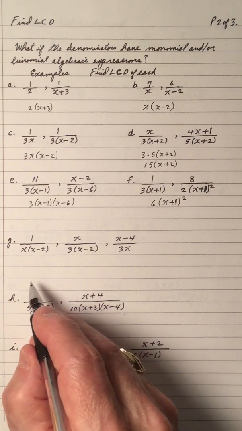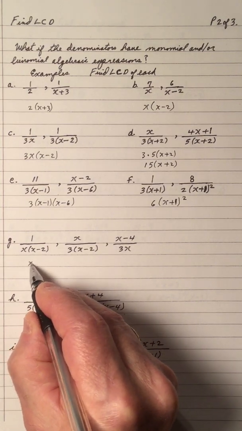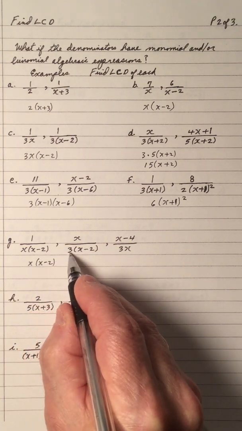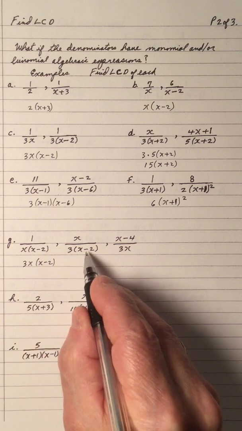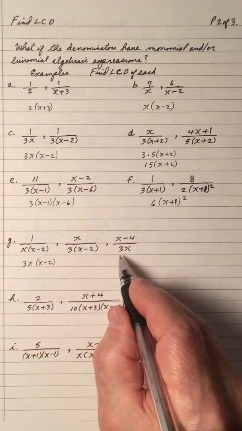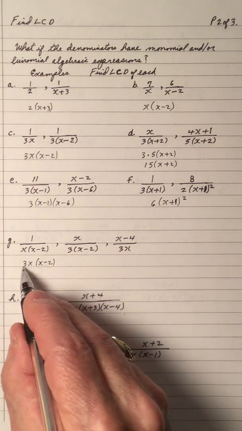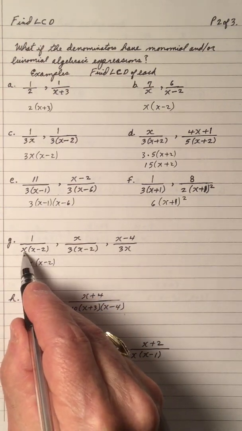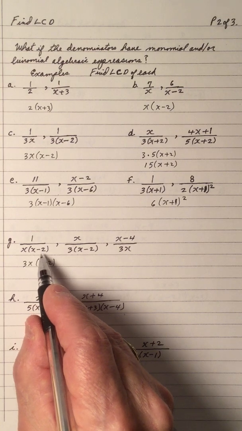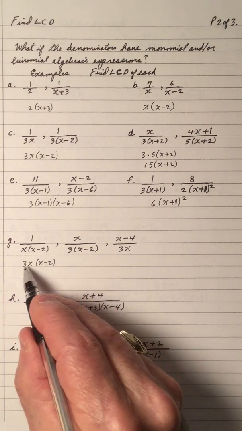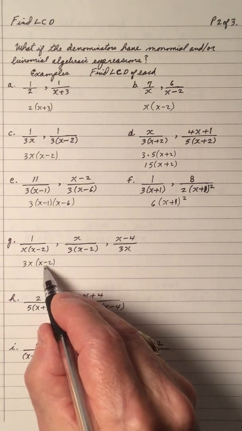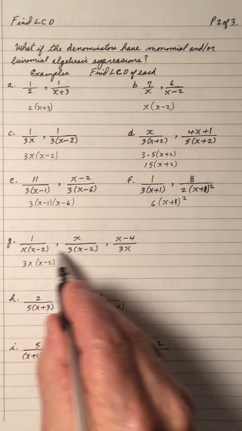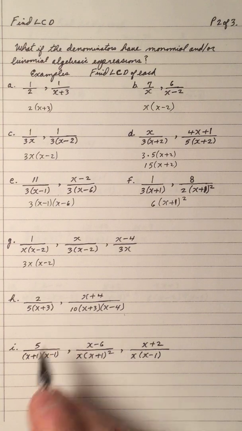G, I have to have an x. I have to have an x minus 2. I have to have the 3. x minus 2 is already there. The 3x is already there. So that's the LCD for these denominators. Check. Is x here? Yes. x minus 2? Yes. Is 3 here? Yes. x minus 2? Yes. Is 3x in this LCD? Yes. So every denominator is represented here.